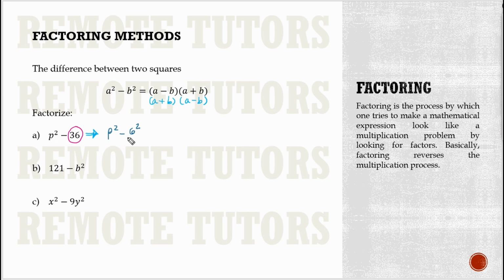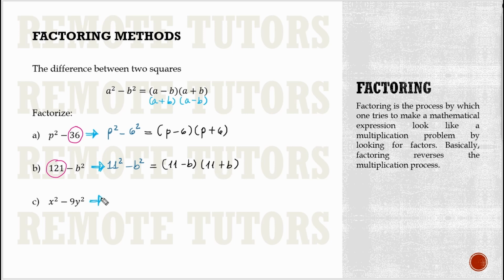Now that they both are expressed as the square of a number, the factored form is given by the difference of the bases multiplied by the sum of the bases. Pretty much the same here. Remember that 121 is the square of 11. So 11 squared minus b squared in factored form will be 11 minus b multiplied by 11 plus b.